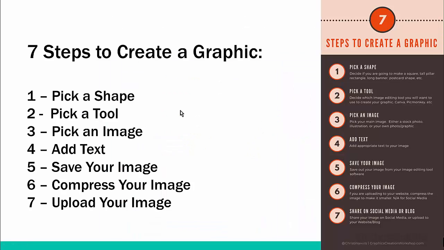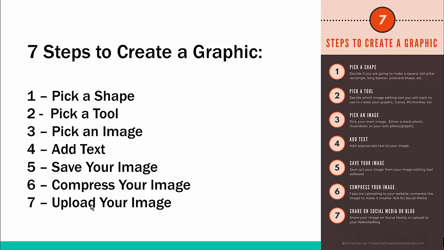All right, so let me recap the 7 steps. So the big picture overview. You want to pick a shape, right? In your brain, you want to get an idea of a shape. You want to pick a tool. You want to pick an image that'll be the foundation. Then you want to add text to your image. You want to save your image. Then you want to compress it, so you're saving it to your computer. Then you want to compress your image if you're going to use it on your website. Then you want to upload it wherever you plan on using it.